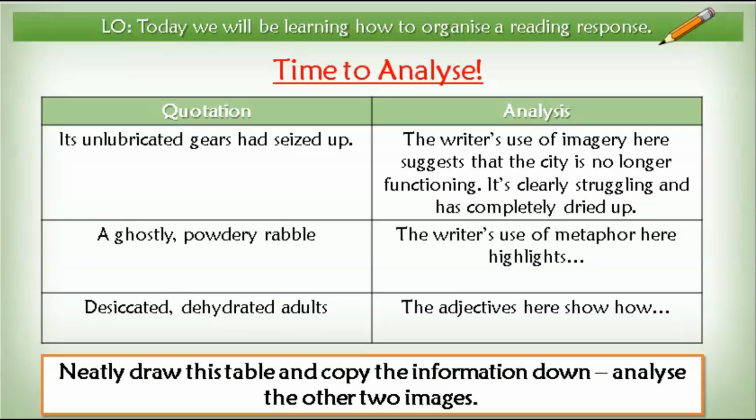Its unlubricated gears had seized up. I've just referred to it as imagery. It's up to you what you refer to it as, but the writer's use of imagery here suggests that the city is no longer functioning. It's clearly struggling and has completely dried up. So you'd get your mark for the fact that the city is no longer functioning, it's struggling, and the fact that it has completely dried up.